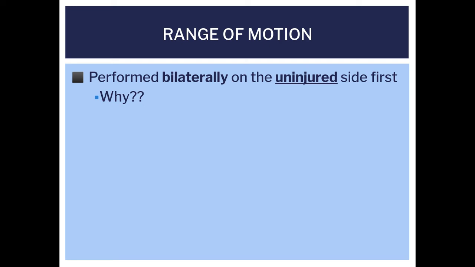So why is it important that we perform bilaterally on the uninjured side first? The biggest reason is that you're wanting to compare what your patient's baseline is. Some people might be stronger than others. Some people might have more range of motion than others. Some people might have more flexibility than others. So again, you're wanting to get your patient's baseline and then determine it off of that.